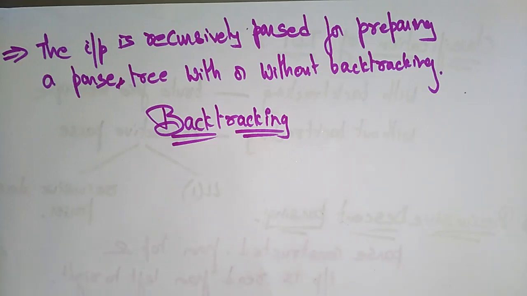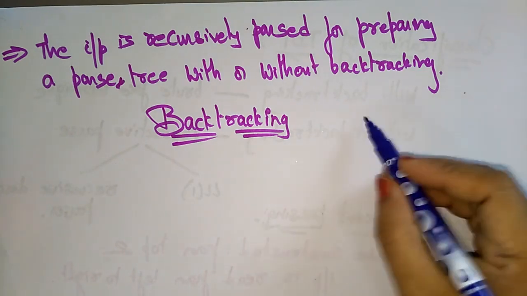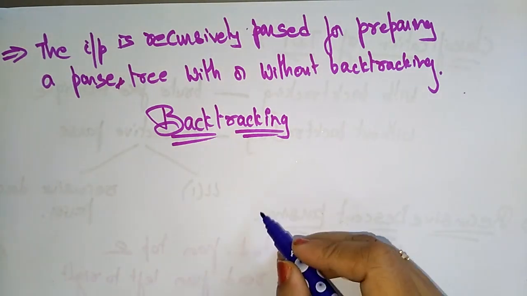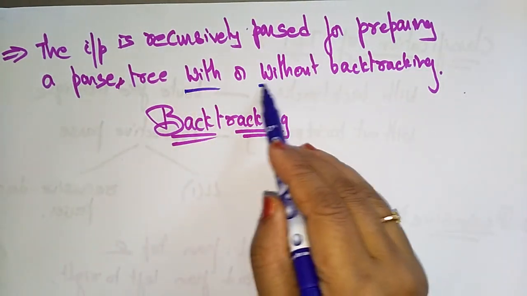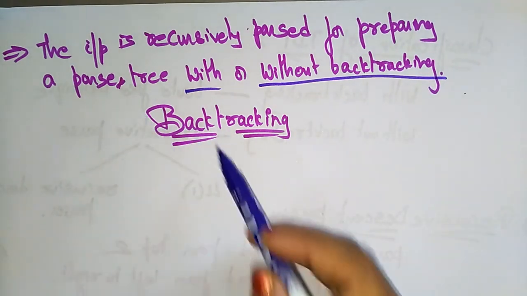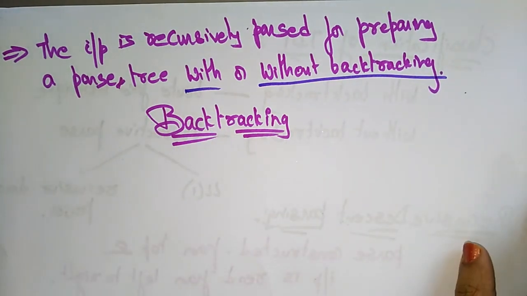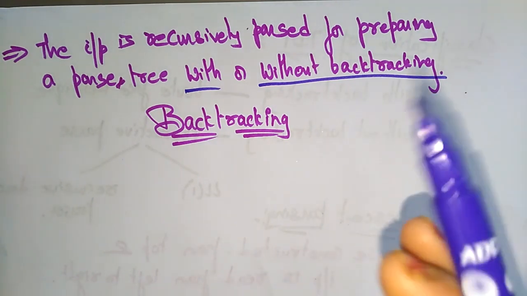Students, now let's continue with the top-down parser. I said the top-down parser, that is recursive descent, is of two types: one with backtracking and one without backtracking. Now let's see the concept of backtracking. What is backtracking? The parse tree is started from root node.